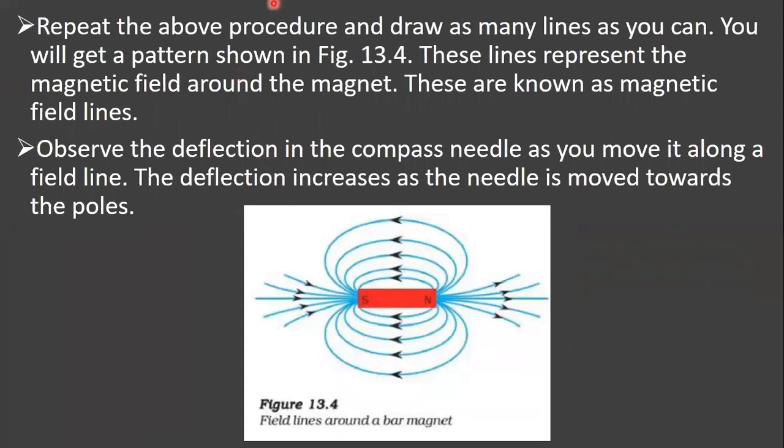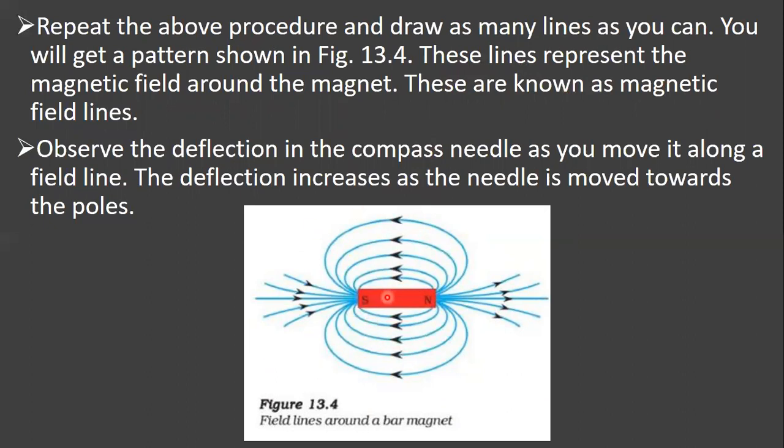Now you repeat the above procedure and draw as many lines as you can, and it will give you a pattern. These lines are the patterns of lines, and they represent the magnetic field around the bar magnet. These lines are known as the magnetic field lines.